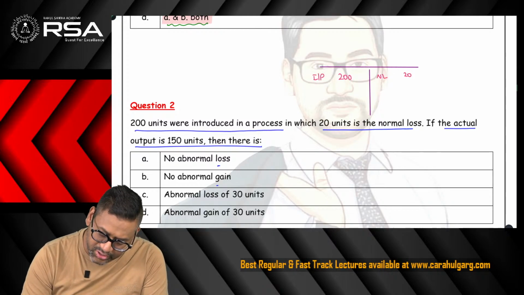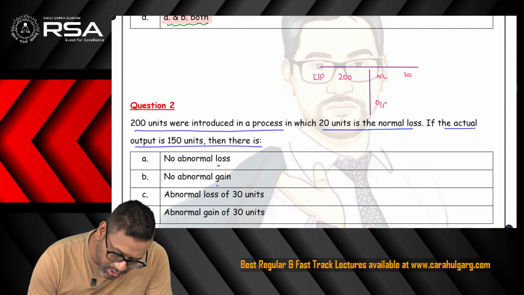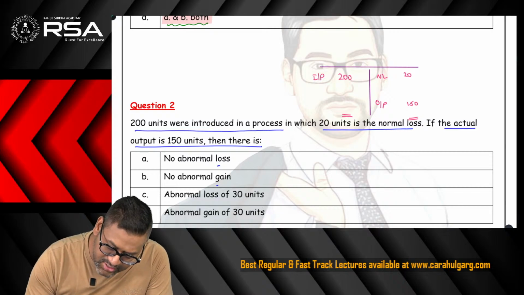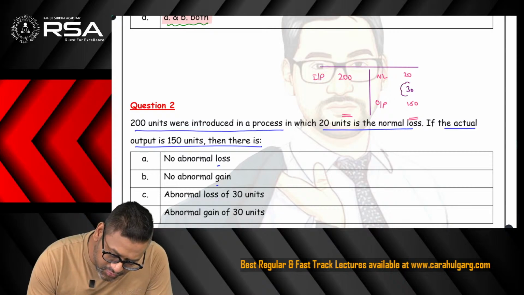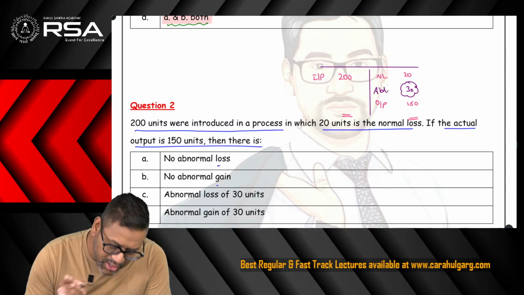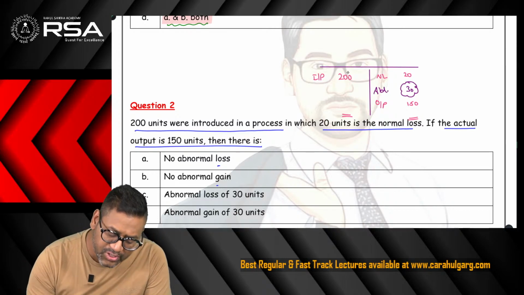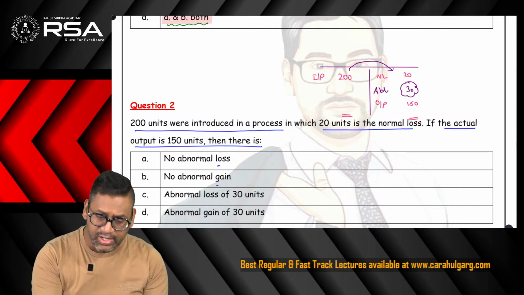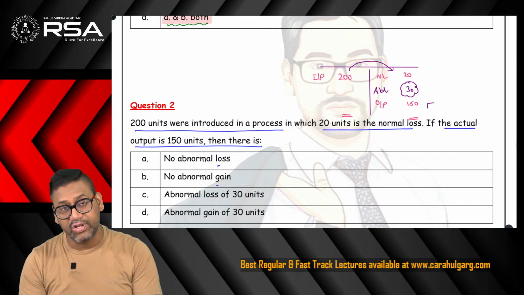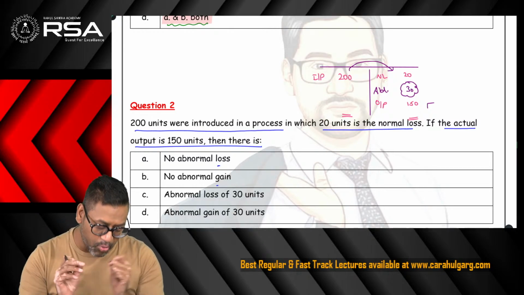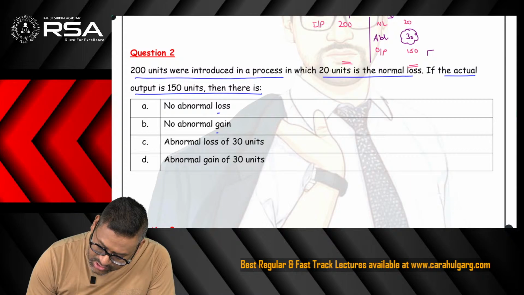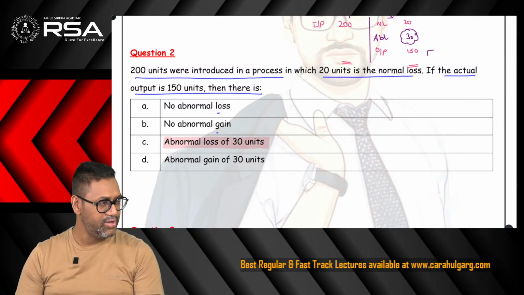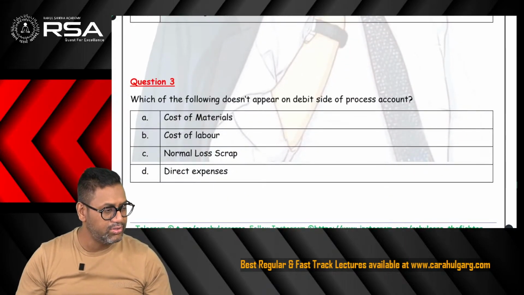We know it is taken to the credit side. Question says the output is 150 units. So you tell me where is the balancing figure? The balancing figure is appearing on the credit side of 30 units, and we know this is abnormal loss. Or you can see in a very simple manner, out of 220 is the normal loss. So my expected output would have been 180, whereas the actual output is only 150. So balance 30 units represents the abnormal loss. So the correct option being child, the abnormal loss of 30 units. Should be comfortable. Moving to the next one, that is question number 3.